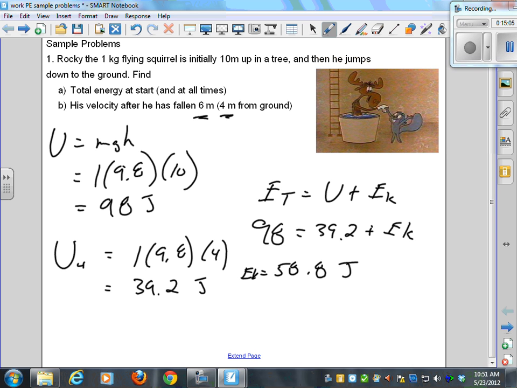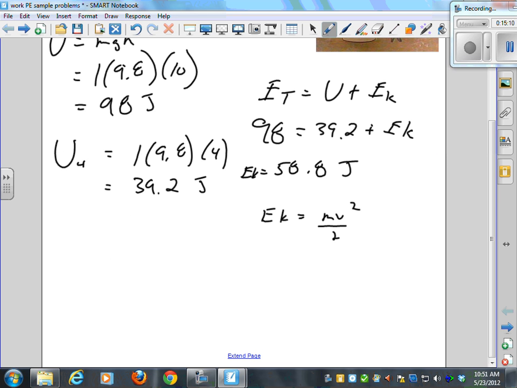And if I want to find his velocity, E_K is equal to mv squared over 2. How much kinetic energy? 58.8. Mass is 1. Find the velocity, over 2, that's squared. V is 58.8 times 2, and square root. You'll be traveling at 10.8 meters per second.